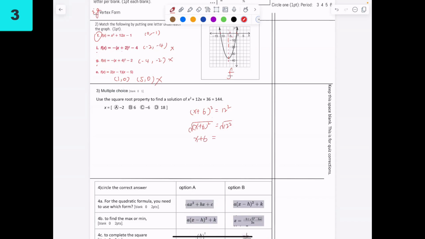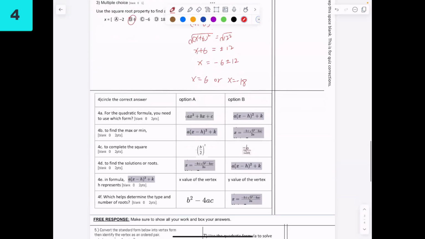But remember, when you're taking the square roots on both sides, you get a positive and negative solution, right? So x is equal to -6 plus or minus 12. When this is a plus 12, that's +6, right? When it's -12, it's -18, right? So the answer is B. So x is +6 or x is -18. Okay, that's two answers, and circle the correct answer.